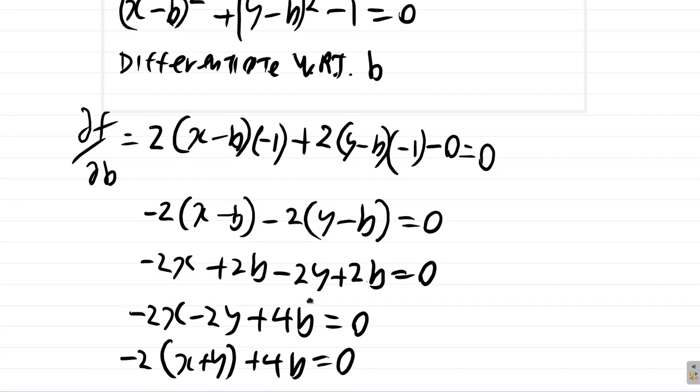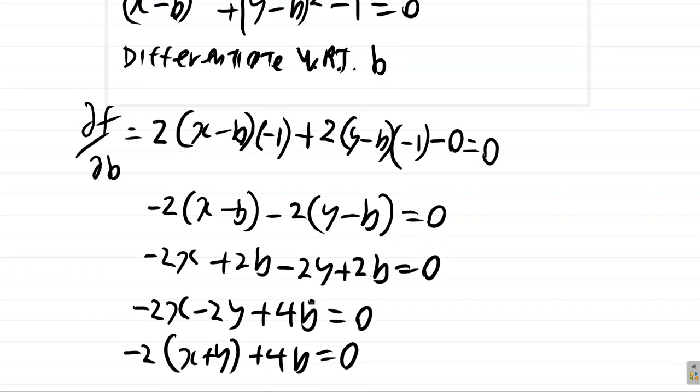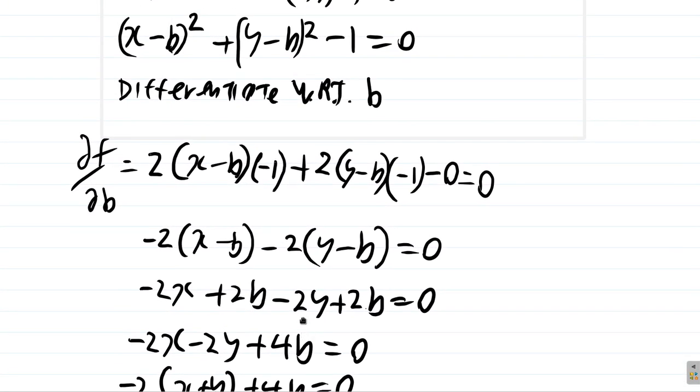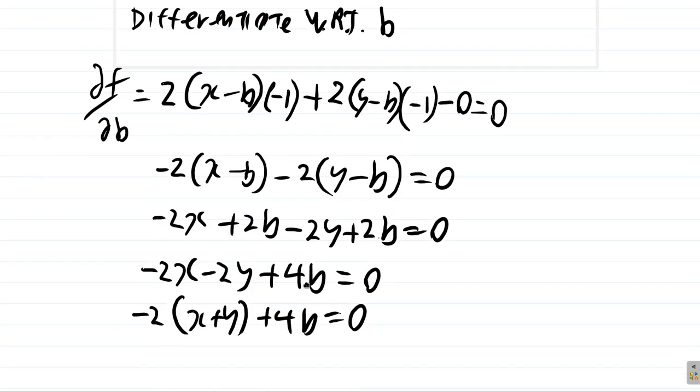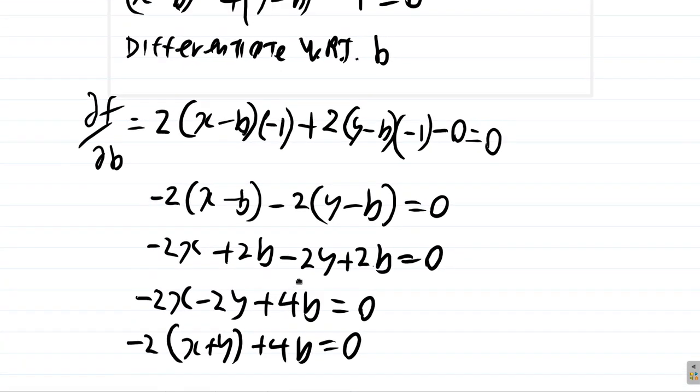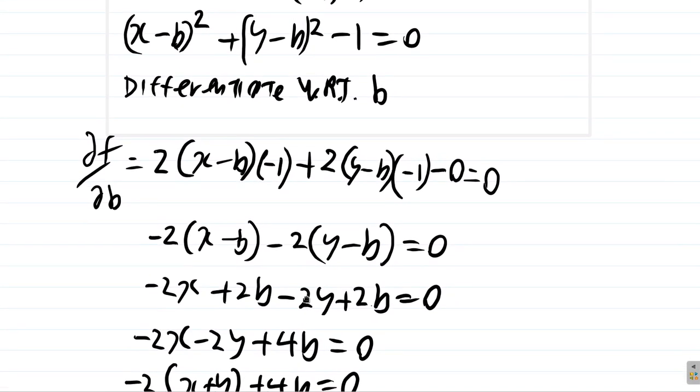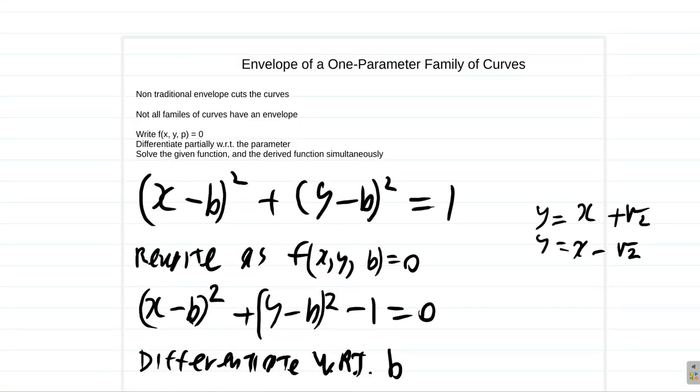Alright. Now remember, we want to make b the subject so that we can substitute. Alright? We have it simplified here. Now remember, we already looked at step 1. Write f of x, p, and y equals 0. Step 2, we differentiated with respect to the parameter. Step 3, we're going to solve simultaneously.